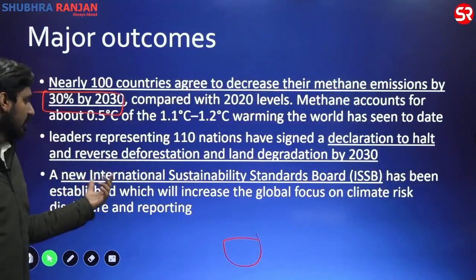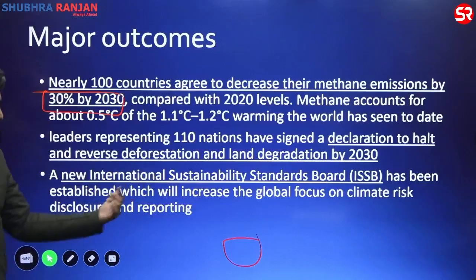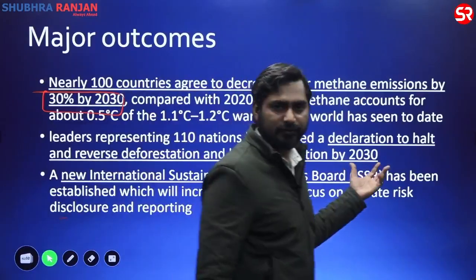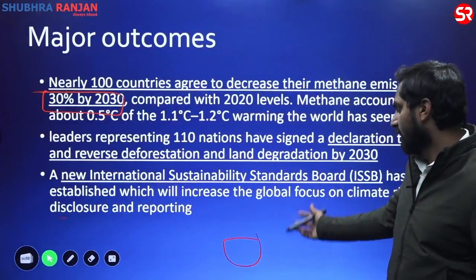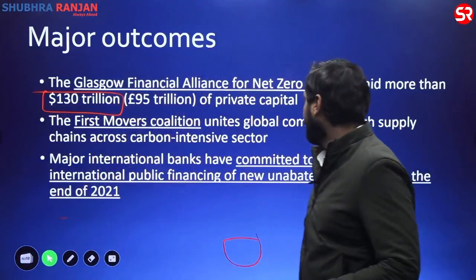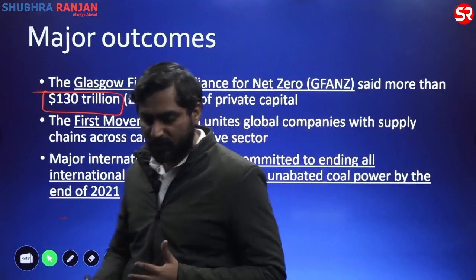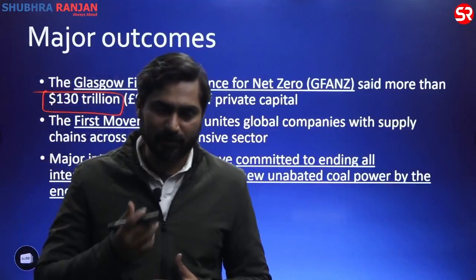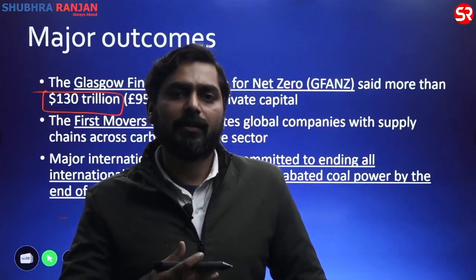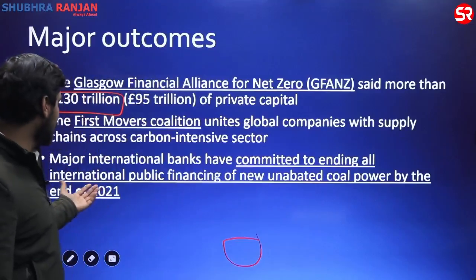The other achievement: a new International Sustainability Standards Board has been established, which will increase the global focus on climate risk disclosure and reporting. The setting up of this board is also one of the major outcomes. Next would be the First Movers Coalition, which unites global companies with supply chains across carbon-intensive sectors. So in COP 26, the focus was not only on governments but also on the private sector, that private companies should also come ahead and commit to reduce the global carbon footprint.